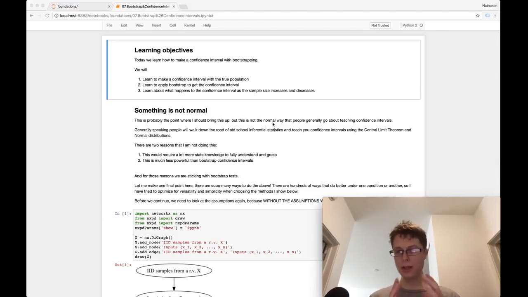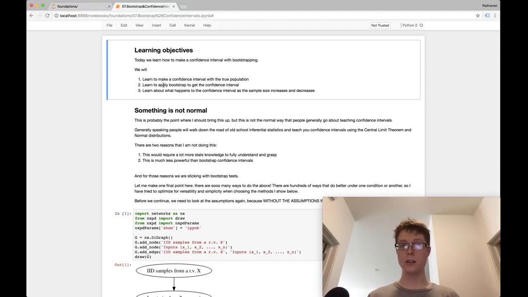Okay, so today we learn how to solve this problem. We're going to learn how to make a confidence interval, which is our solution for this. We learn how to apply Bootstrap to get that confidence interval, and then we learn what happens to the confidence interval as the sample sizes change. Those are the learning objectives today. I'm hoping that we're definitely going to get through them.